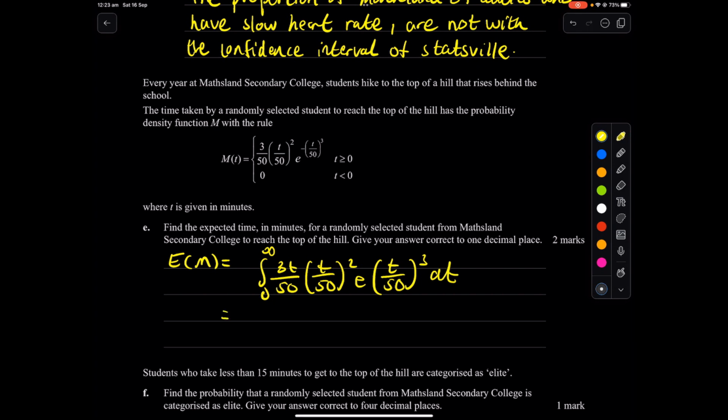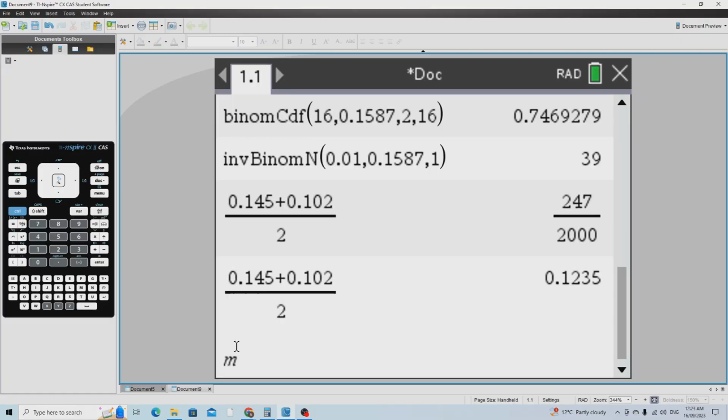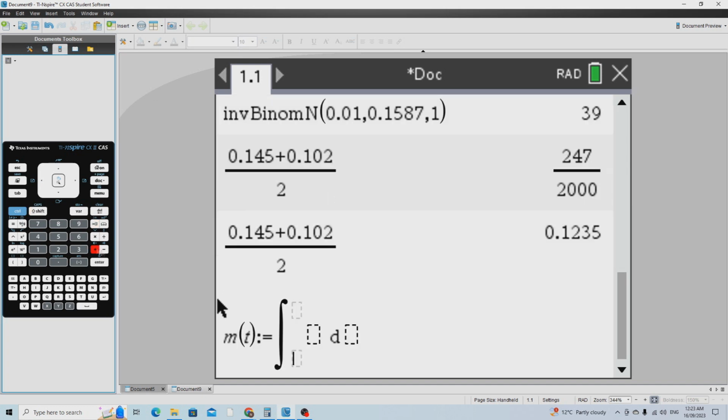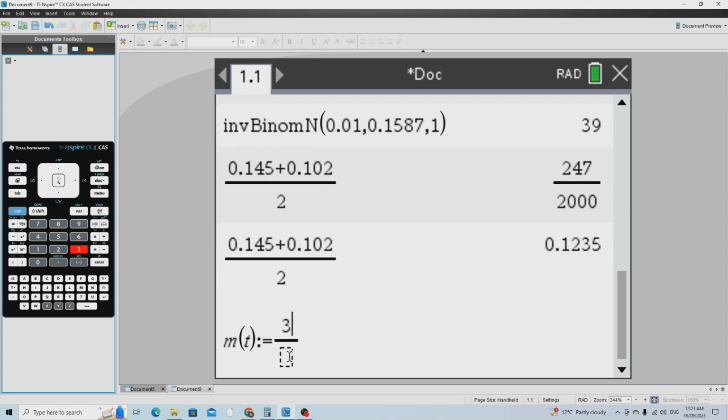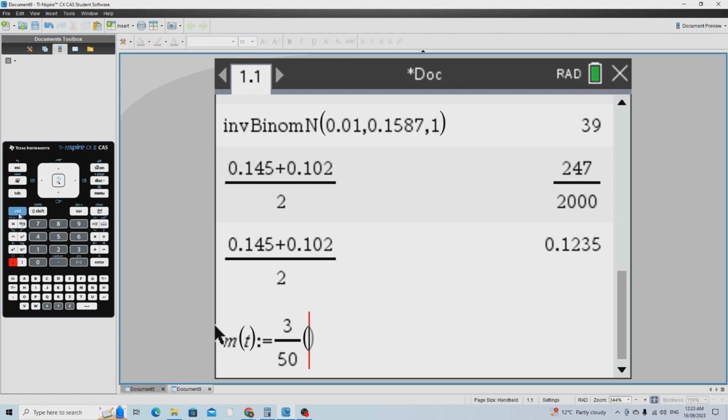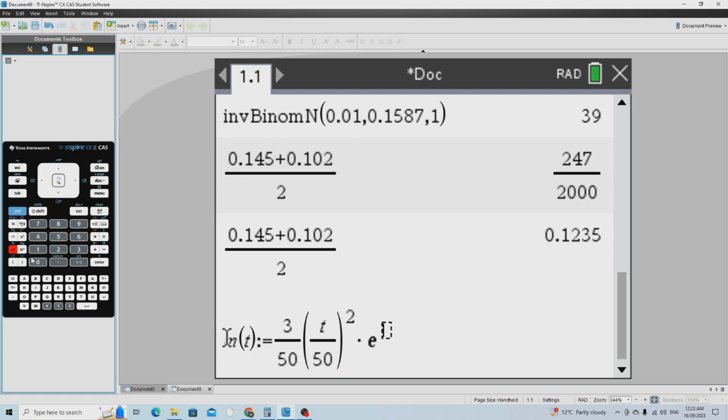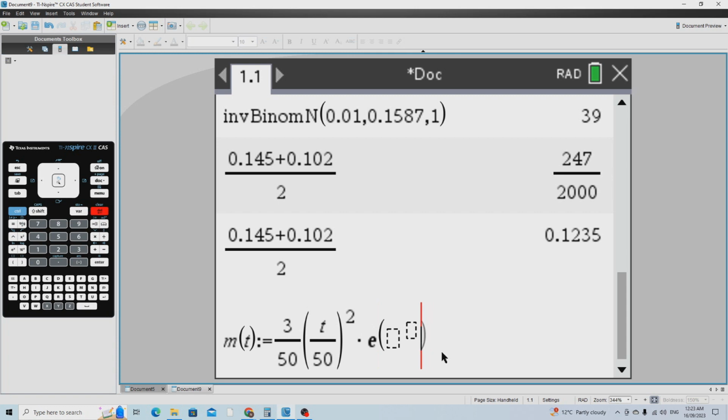So let's define this. It's defined from, so it's defined as well. Let's actually, it's just 3 over 50 times 2 over 50 squared times e.